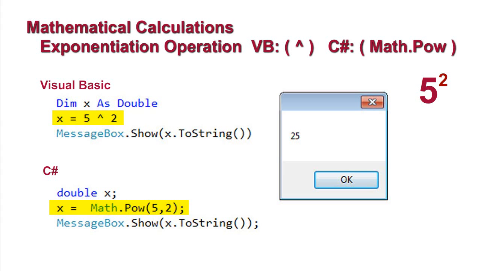Now we don't have an operator on C#, but there is a method in the math class. And as I said, we'll look at the math class down the road a little bit here. But on the C# side, to do the same thing, it would be x equals Math, that's the name of the class, .Pow, that's the name of the method. And then inside parentheses, I have two values, 5, 2. So the first number there is the number that is being raised, and the 2, or the second number, is the exponent. And again, the answer would be 25.